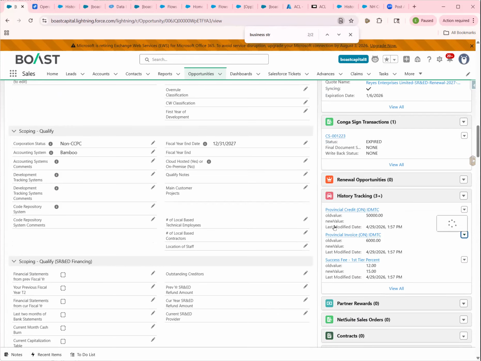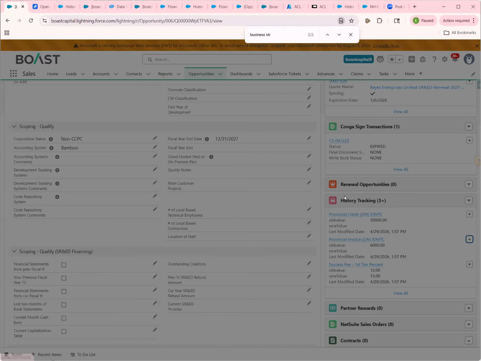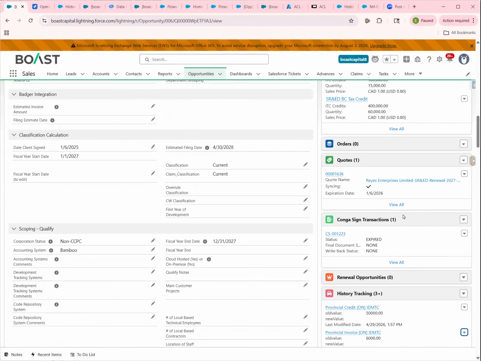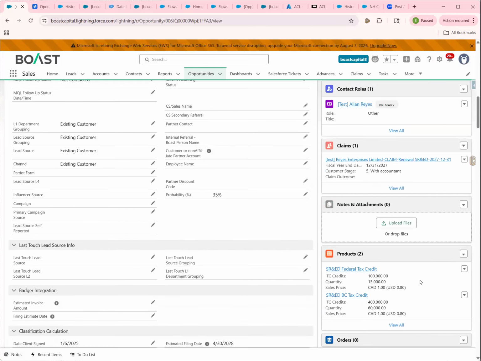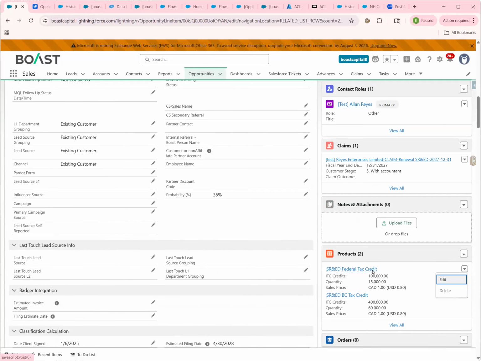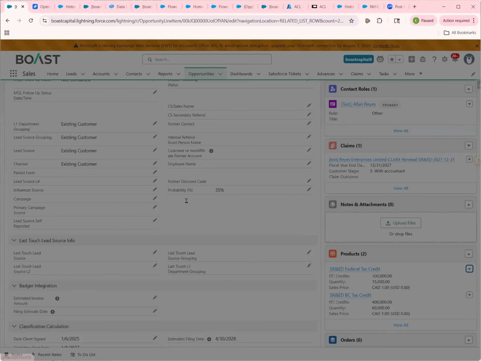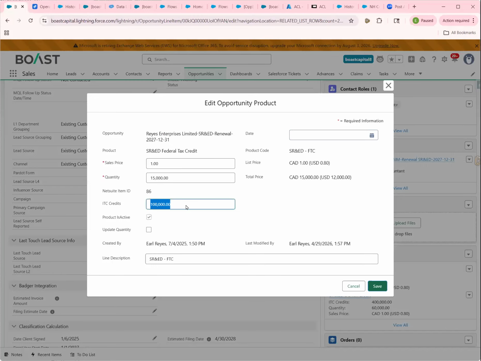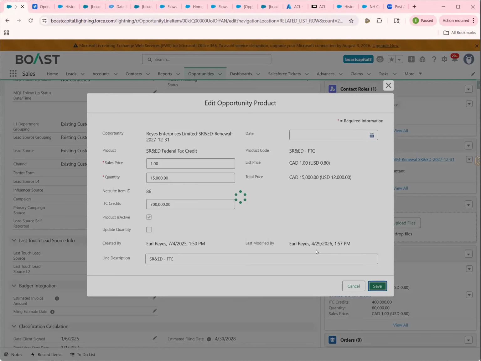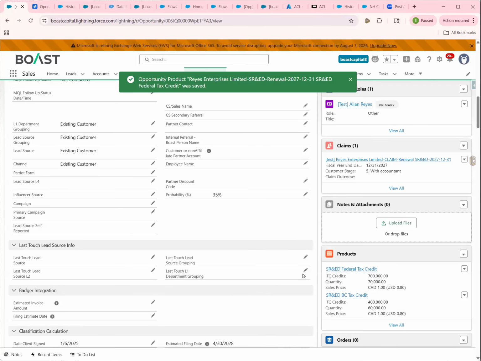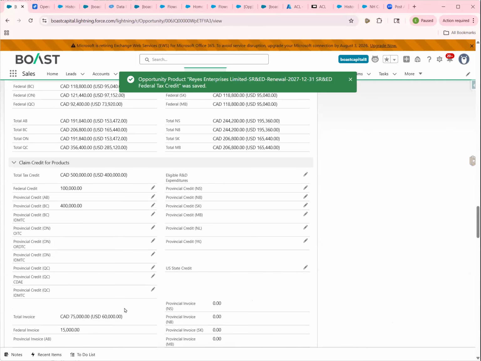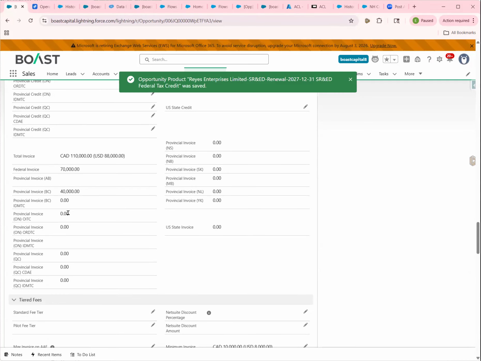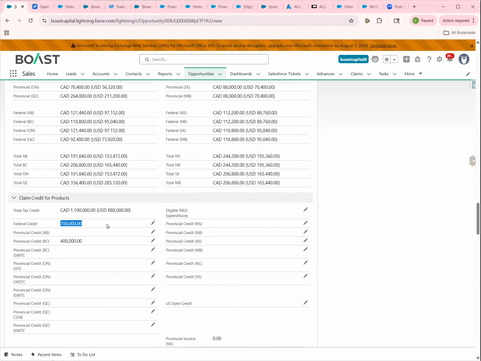Hold on, delete. Oh, what am I doing? Cancel. I'm in the wrong object. So for instance, if I were to edit just this amount to say the credits are actually 700,000, and we scroll back down to the bottom, you should see 700,000. There you go. See?